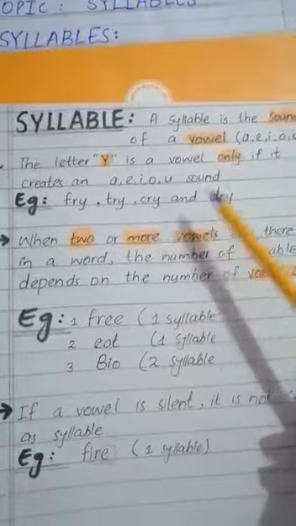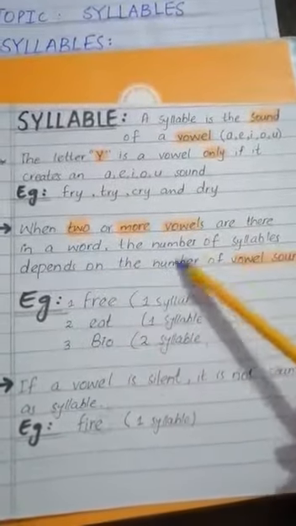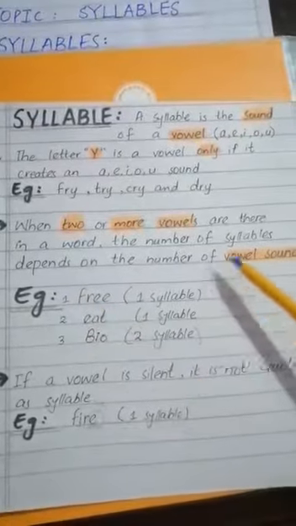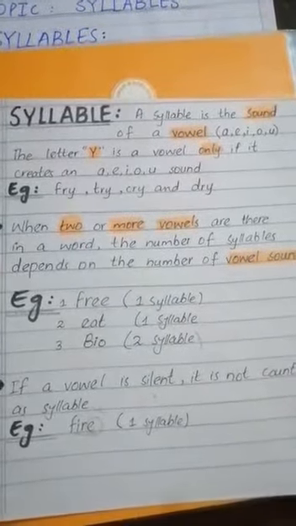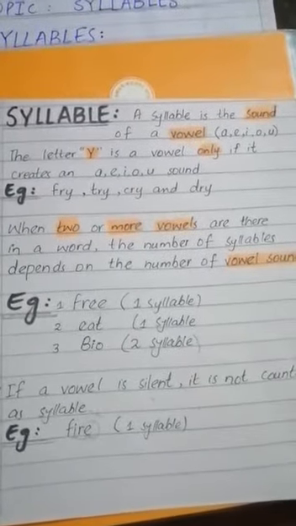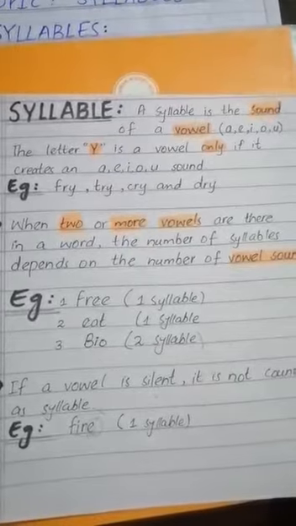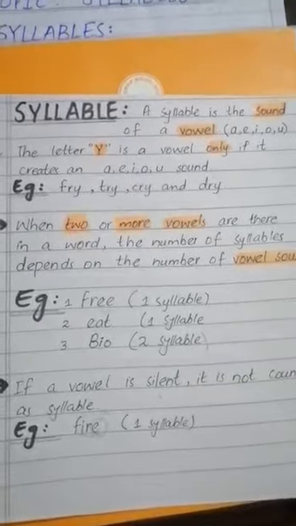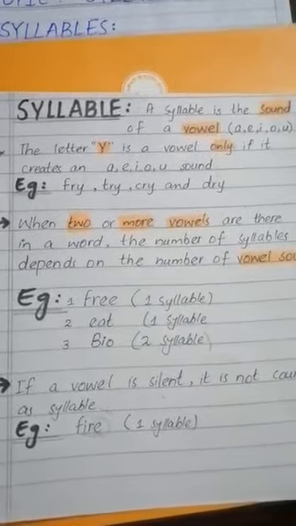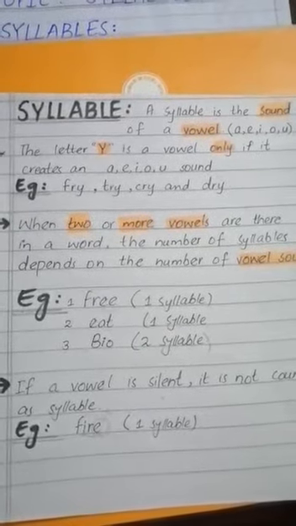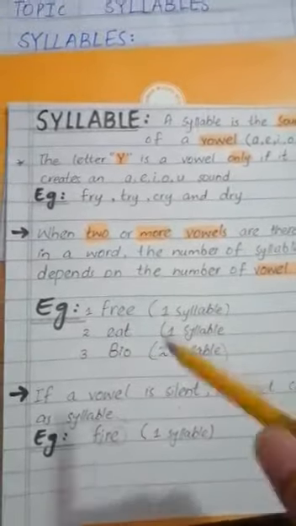Try, cry, and dry. When two or more vowels are there in a word, the number of syllables depends on the number of vowel sounds. Whenever we have more than one vowel in a word, we have to count the vowel sounds, not the vowels. The vowels can be 1, 2, 3, 4, or even 5, but we have to see what kind of sound the vowel creates, okay?